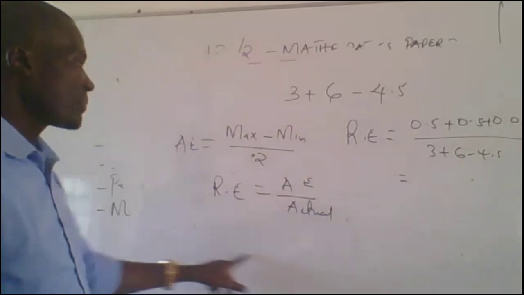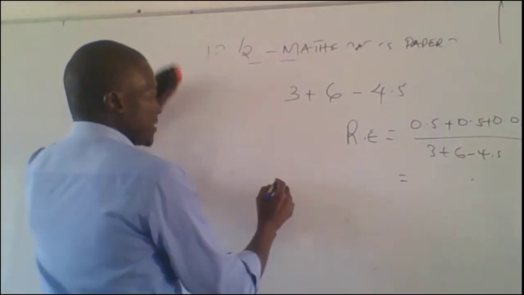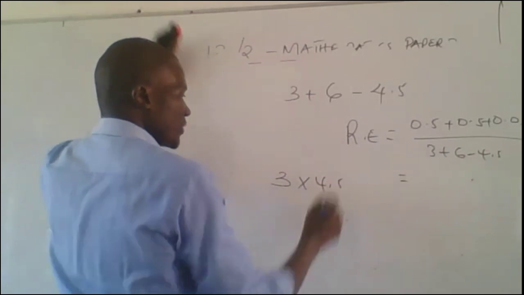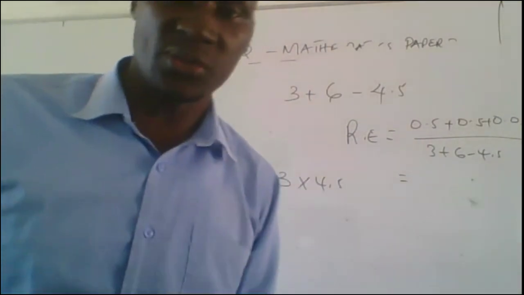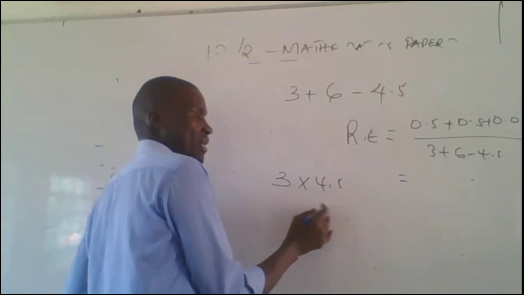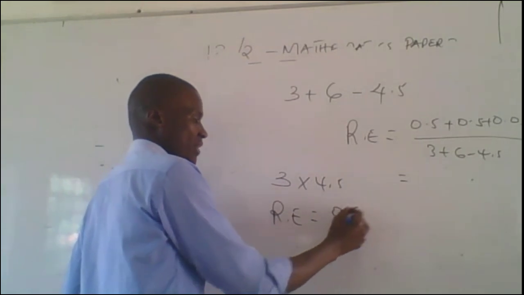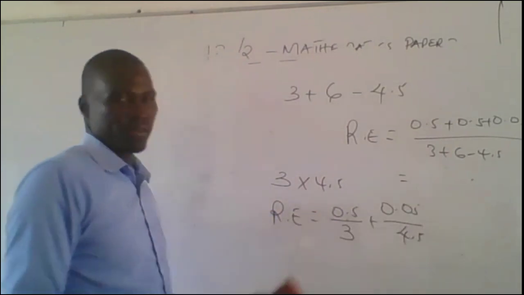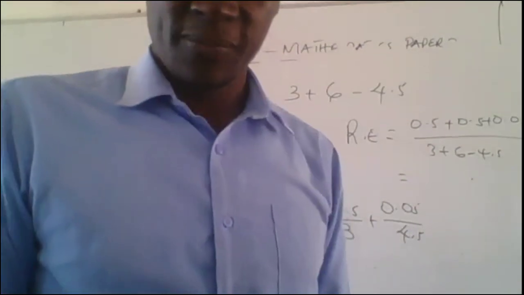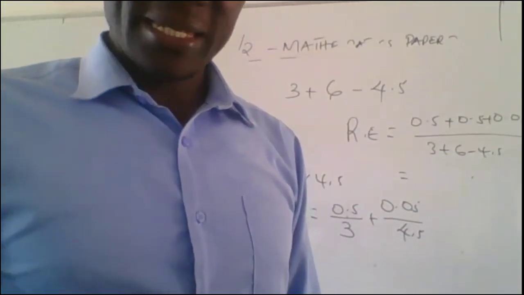So I can avoid this long approach to get that. If it is given as 3 times 4.5, what is the relative error in this case? Still, I can go to the maximum minus minimum over 2 to get the absolute, or in this case, because it is a product, I can say my relative error is the sum of the relative errors of this, which is 0.5 over 3 plus 0.05 over 4.5. That will give us the relative error in that case. Of course, after getting the relative error, you can work out the percentage error by multiplying the relative error by 100%.